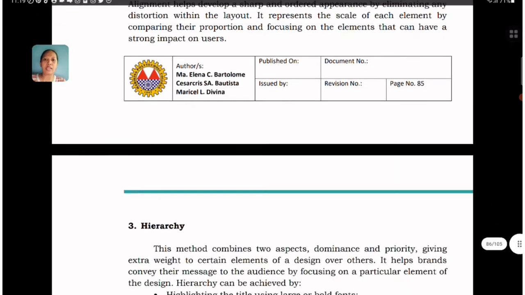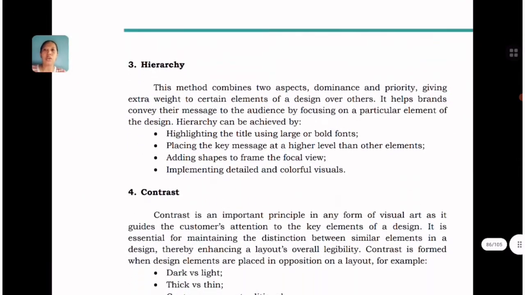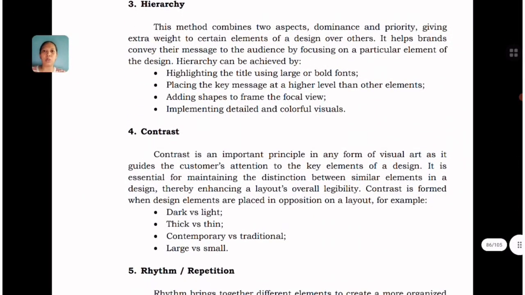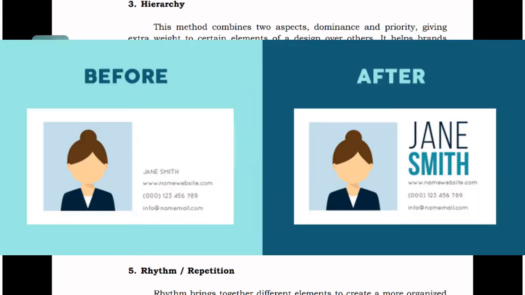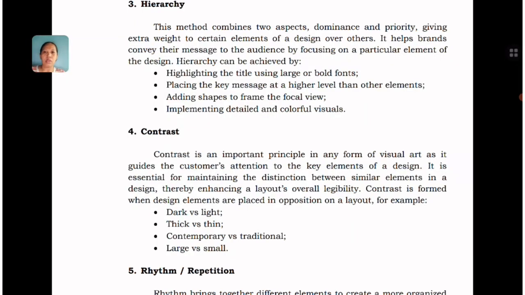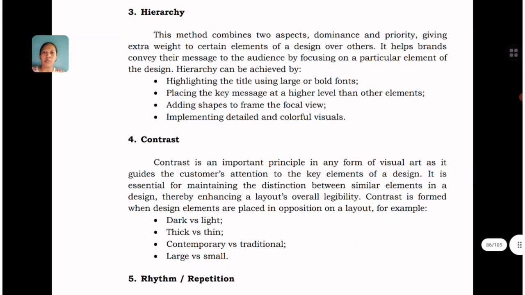Next, we have hierarchy. So yung hierarchy is the method that combines two aspects, yung dominance and priority. So, makikita ninyo, hina-highlight doon minsan yung title using large or bold fonts. Or placing the key message at the higher level than other elements. Adding shapes to frame the focal view. Okay, so those are the ways to achieve hierarchy.